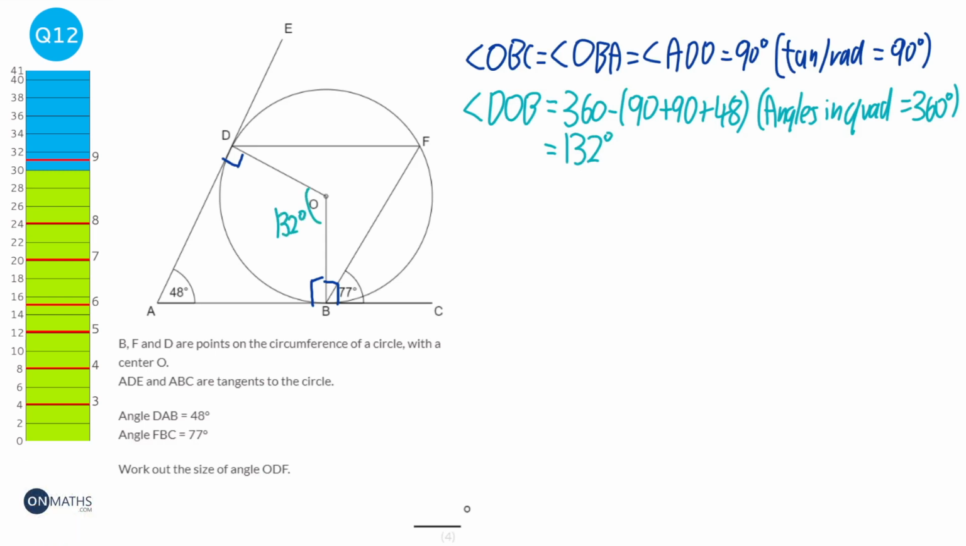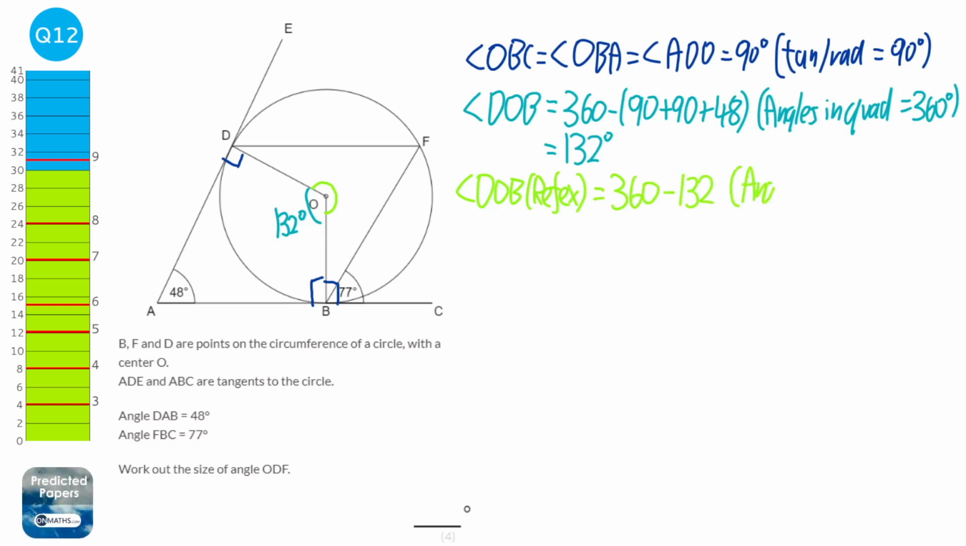But we also have this angle here, which is also angle DOB, but I'm going to call this the reflex one. And to work this one out, we just do 360 take away 132. And the reason for that is angles on a point equal 360 degrees. And so we're going to do 360 take away 132, which is 228. So this is 228 degrees.